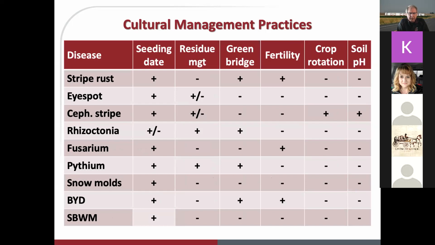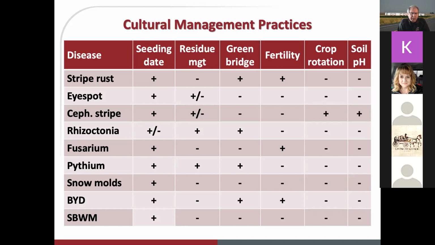So as I mentioned, when we talk about cultural practices, we have a lot of different practices to consider. And you can see there in the left-hand part of this table, seeding date is one that affects all of these diseases to some extent. It's probably the single most important cultural practice that we think about. Things like residue management, whether you're in a no-till system or a conventional till or something in between, has an influence on some diseases, but not others.